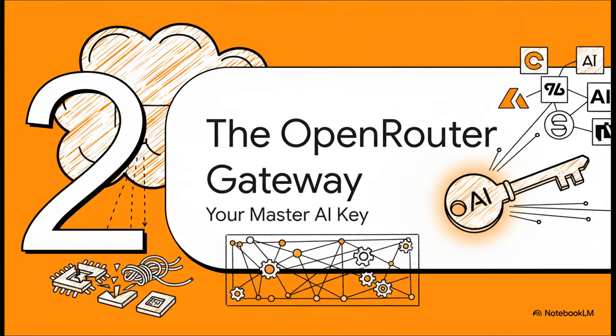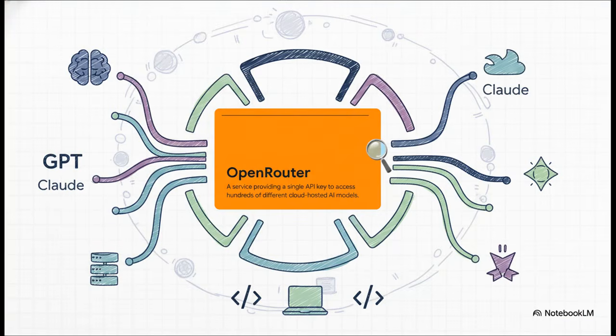Well, that's where our solution comes in. Let's talk about this fantastic service called OpenRouter. The easiest way to think about OpenRouter is like a universal adapter, or a master key for the world of AI. You sign up, you get one single API key, and boom, that key unlocks access to hundreds of different models hosted on someone else's super powerful computers.